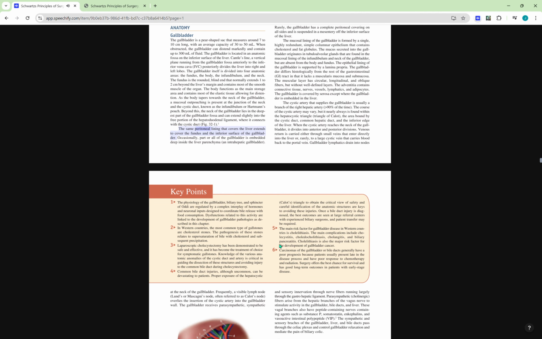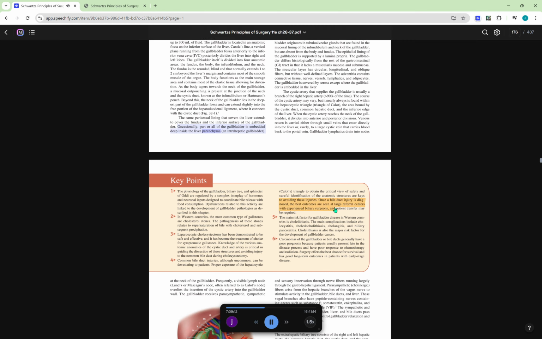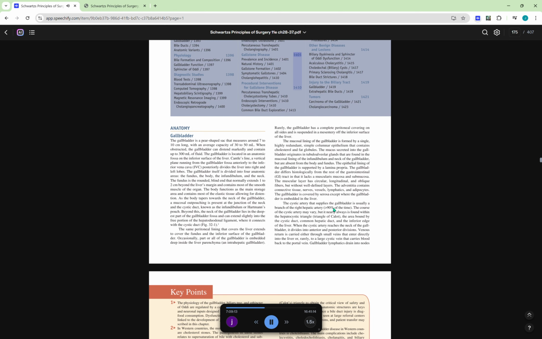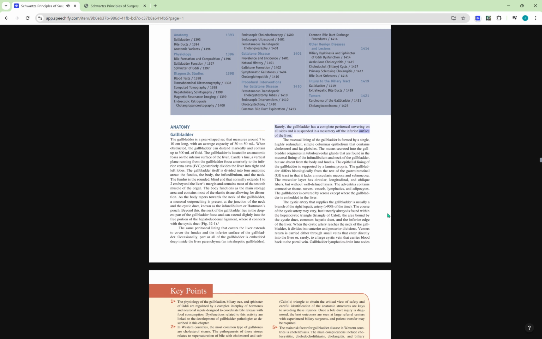The same peritoneal lining that covers the liver extends to cover the fundus and the inferior surface of the gallbladder. Occasionally, part or all of the gallbladder is embedded deep inside the liver parenchyma. Rarely, the gallbladder has a complete peritoneal covering on all sides and is suspended in a mesentery off the inferior surface of the liver.